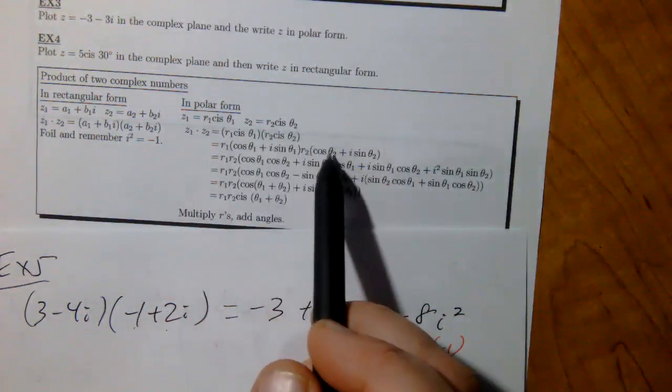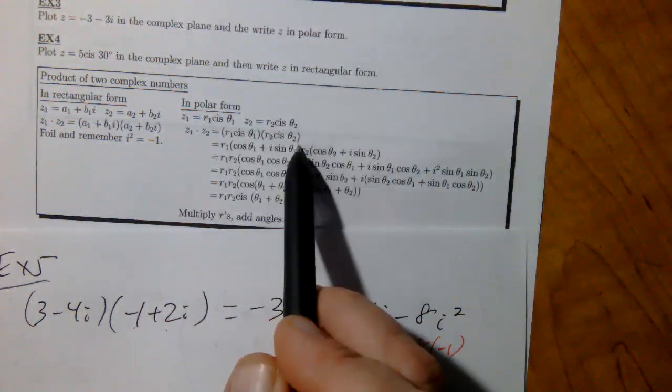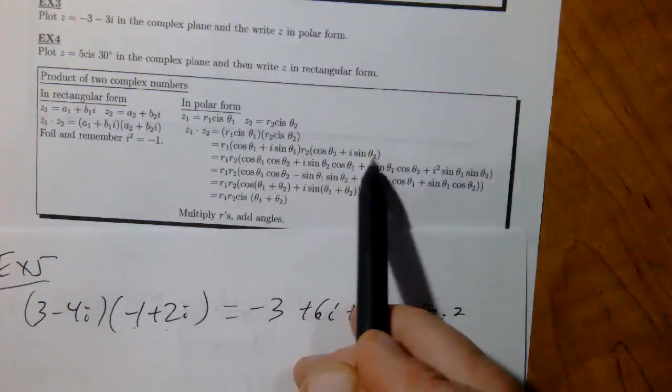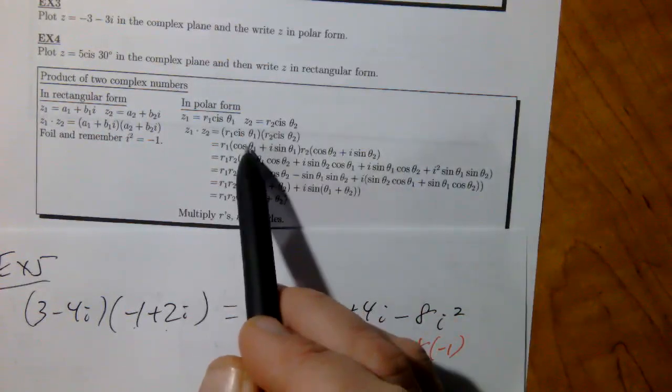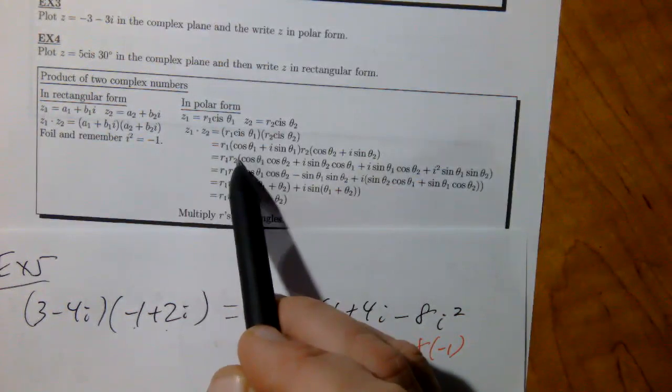Okay, and that's the same thing with the second number. It's cosine of the angle plus i sine of the angle, right? So this is in polar form. This is one number, and this is the other number. Okay. Now, since it's multiplication, I can just put the r's out front. So r1 and r2 I can throw out front.